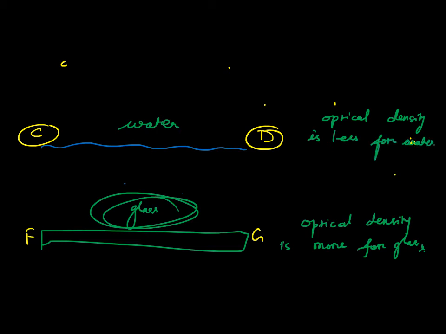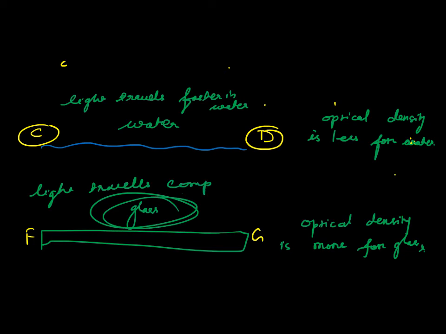So if I compare the speed of light in water and glass, light travels faster in water as compared to glass. Light travels comparatively slower in glass. Now, this might have clarified to you that it's the optical density which causes this change in speed.